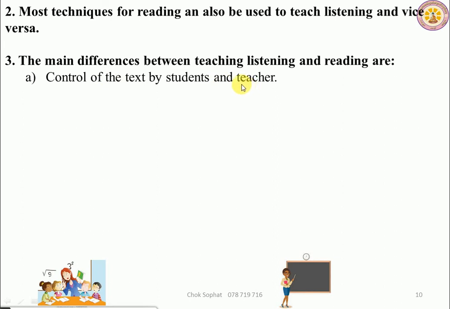In reading, the student can control. They can read fast. They can read slowly, or the teacher can ask students to read clearly, slowly, or loudly. But for listening, that cannot be done. The other difference is the type of text. The listening text that we choose to teach the students must be easier than the reading text. So the type of text for listening is much easier than the type of text for reading.